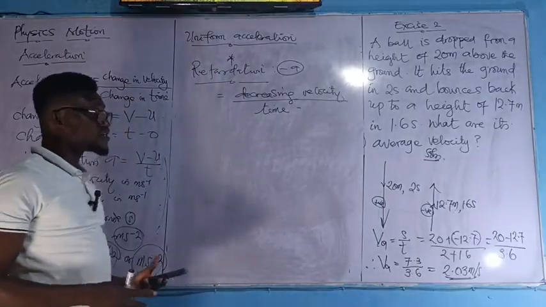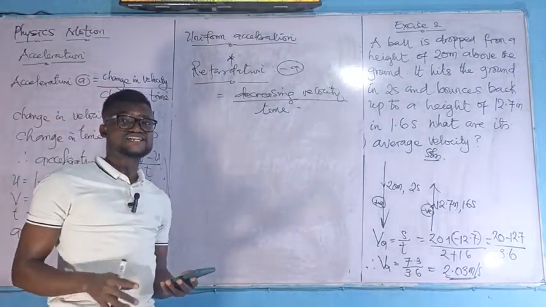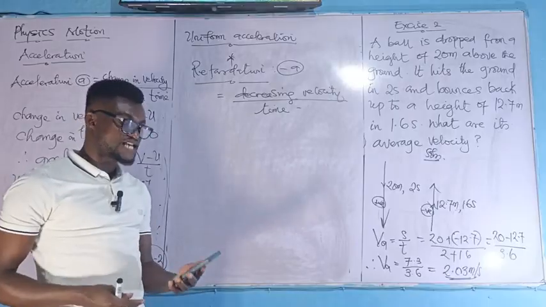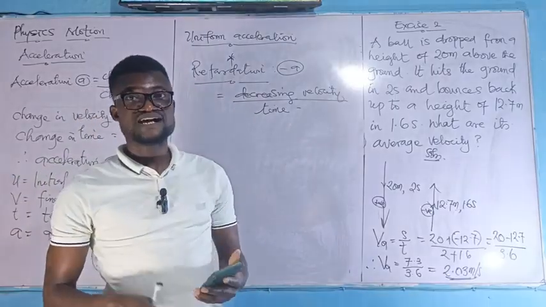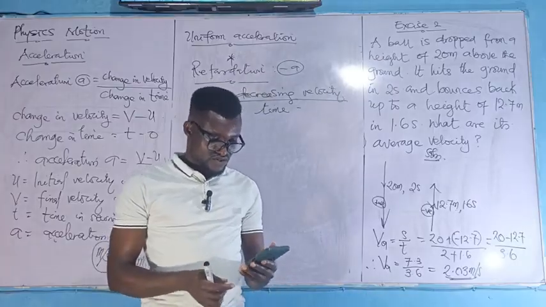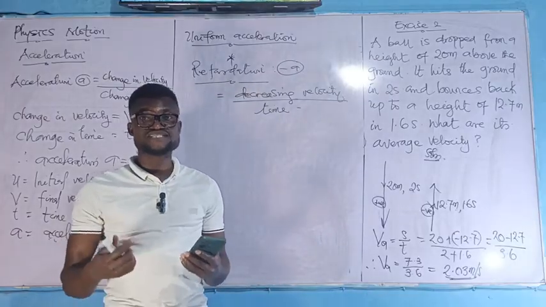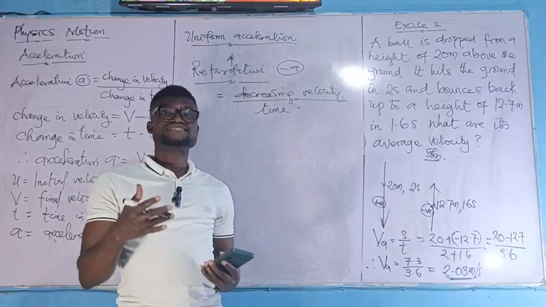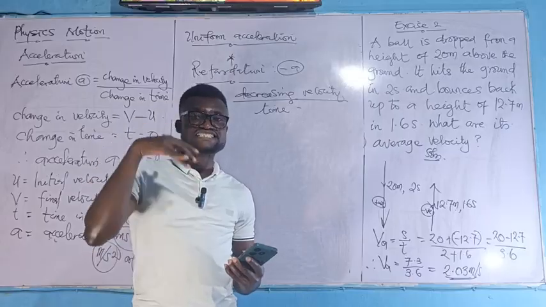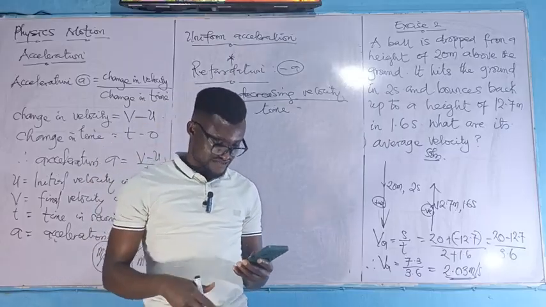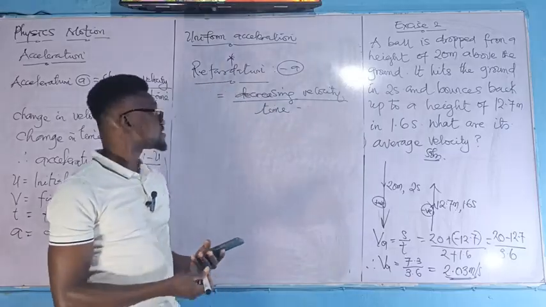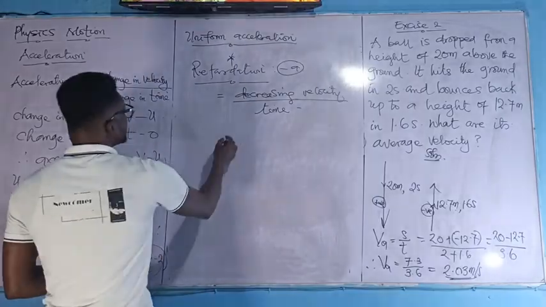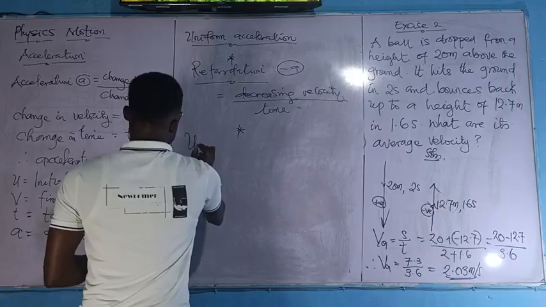So retardation is different from acceleration such that it has what? A negative value. So whenever you solve an exercise and you see a negative value with respect to acceleration, it shows that the body is decreasing in its velocity. Are we there? Then let's also see uniform retardation.